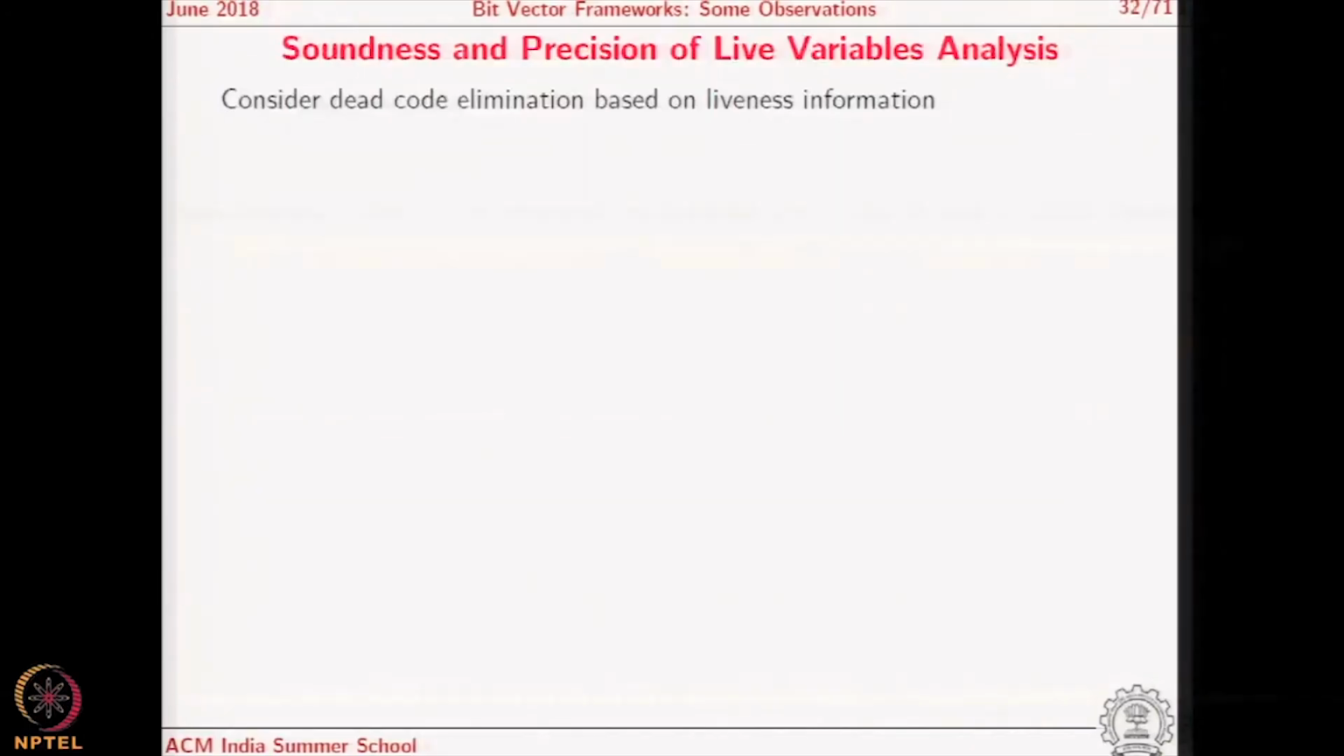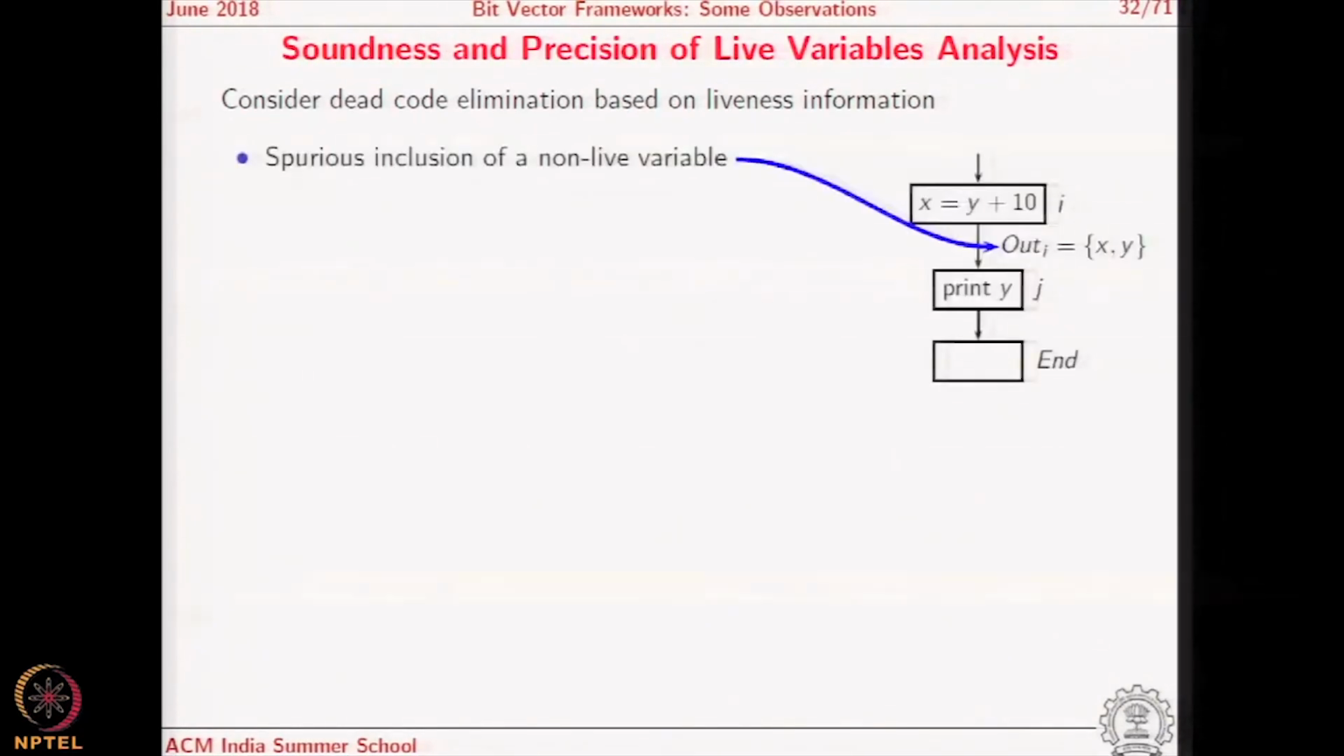Let us now come back to soundness and precision of live variables analysis. So, consider dead code elimination based on liveness information. If we spuriously include a non-live variable, for example, here in this block J, Y is live, but we mark X also as live, let us say by mistake. What will go wrong?